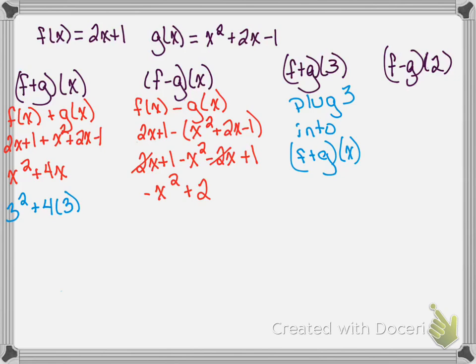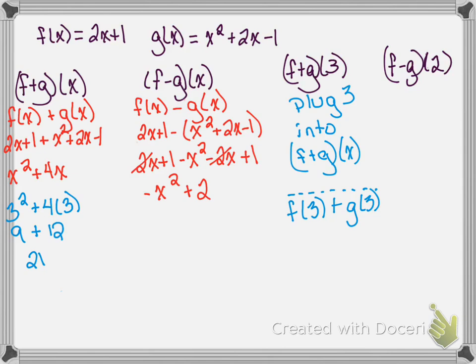What is 3 squared? Okay, what is 4 times 3? Okay, and I get 21. Okay, now I can also, another alternative is I can do f of 3 plus g of 3. So depending on what I've been asked to do first, you can decide which method is better.